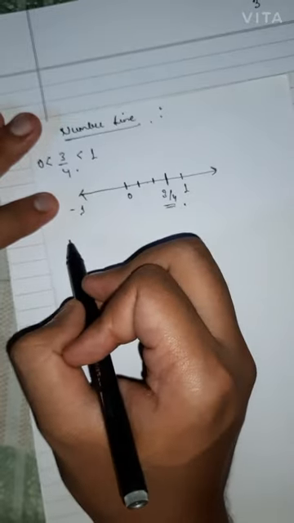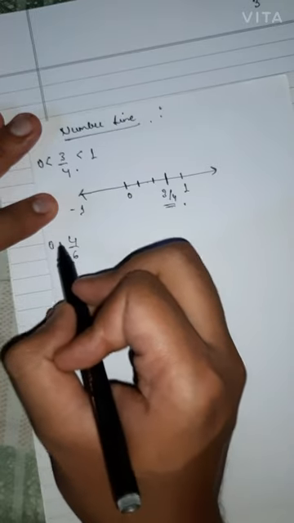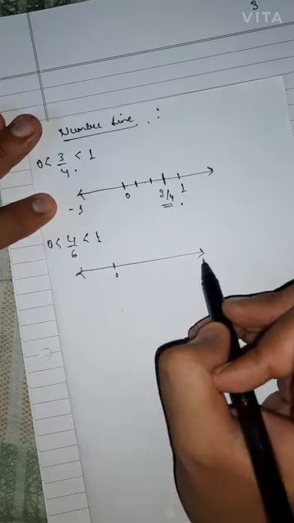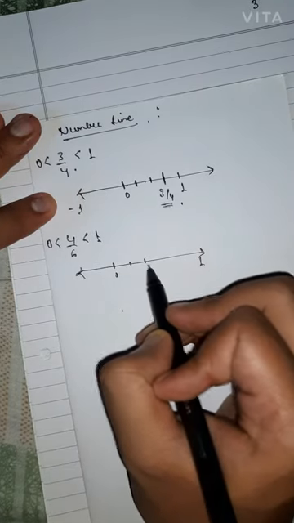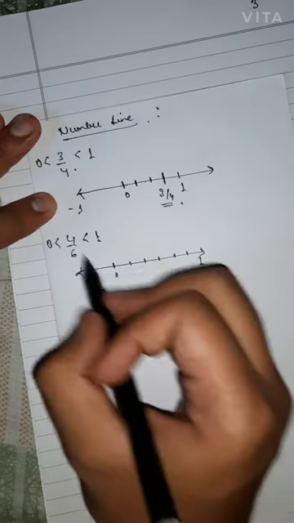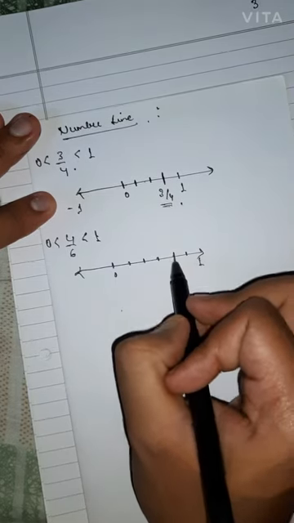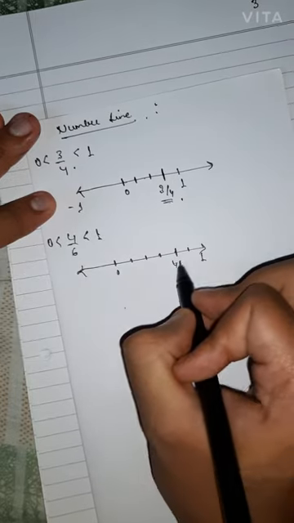Another example, 4 by 6. This again is greater than 0, less than 1. Here 0, 1. You can divide it into 6 parts. And the fourth one: 1, 2, 3 and fourth. The fourth part is 4 by 6.